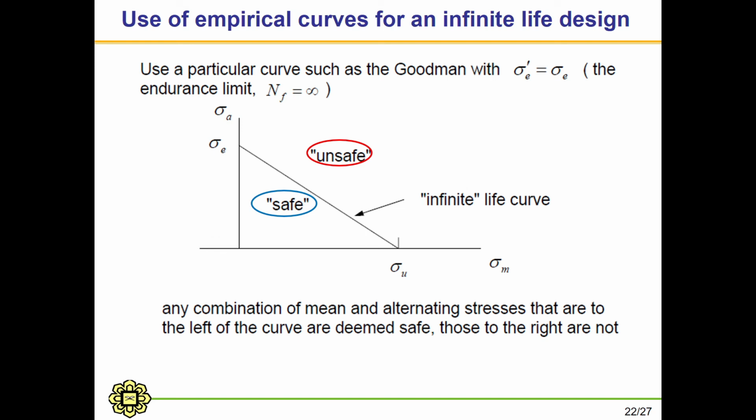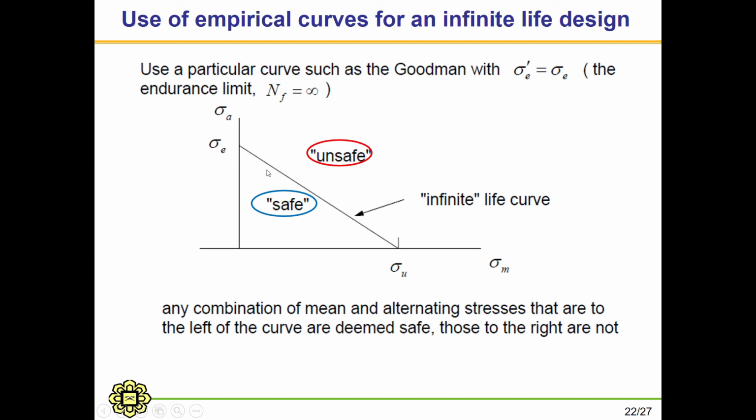Use of empirical curves for an infinite life design. Use a particular curve such as the Goodman, where sigma E prime is equal to sigma E, the endurance limit, where NF is infinite. So any combination of mean and alternating stresses that is to the left of the curve is deemed safe. Those on the right are not.